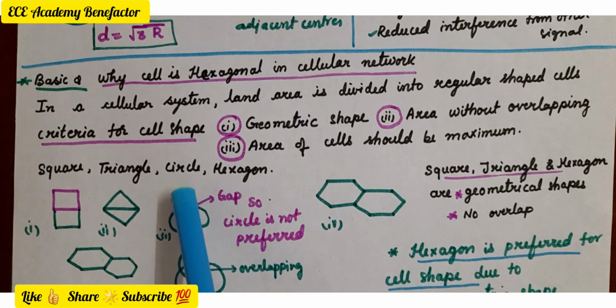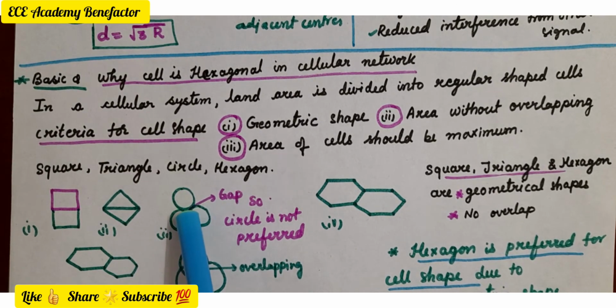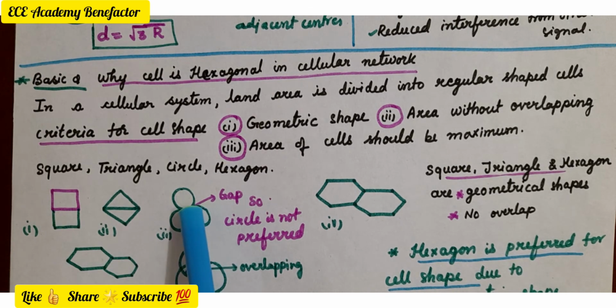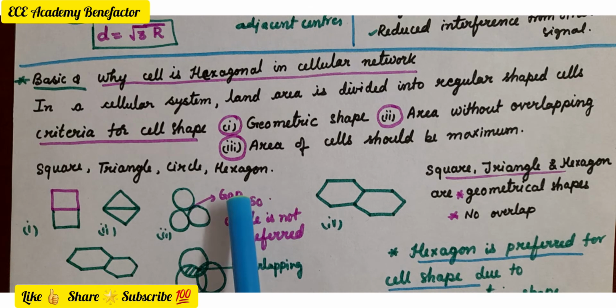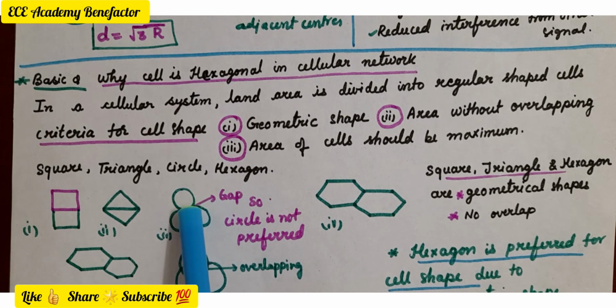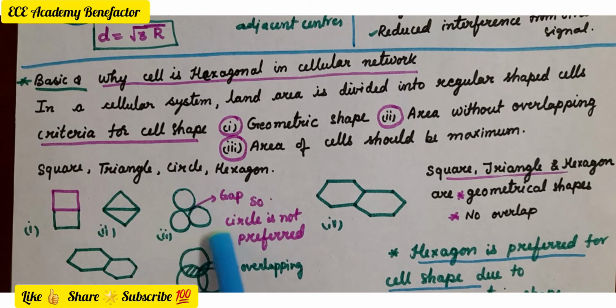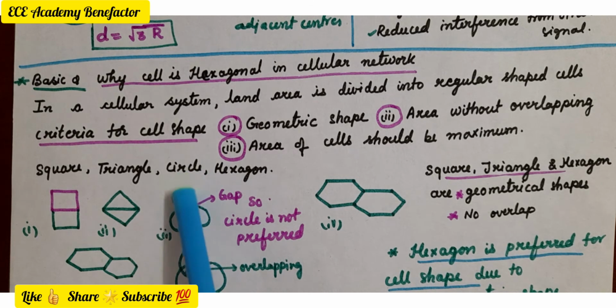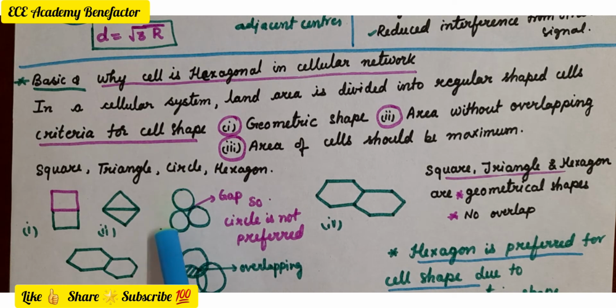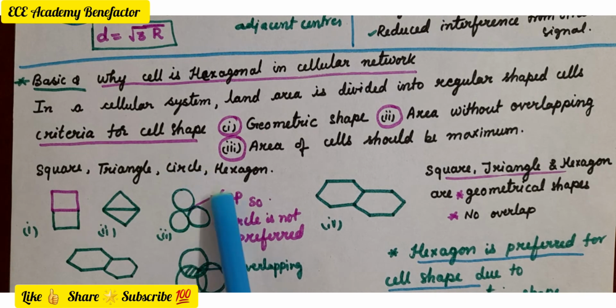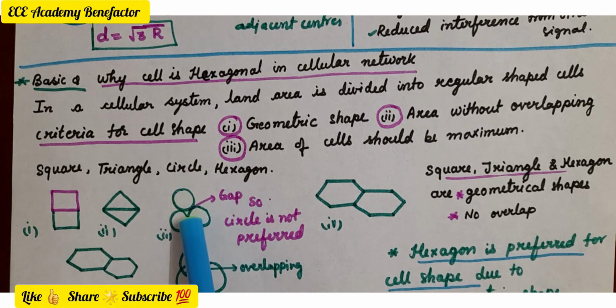Coming to circle, when we are placing the circles, there exists a gap between the circles. So, this gap indicates that the coverage area will be reduced. Suppose this is the coverage area and you are dividing it into circles, then small gaps will exist between the circles. It means the area will not be fully covered. The coverage area will be reduced when you are selecting circles.